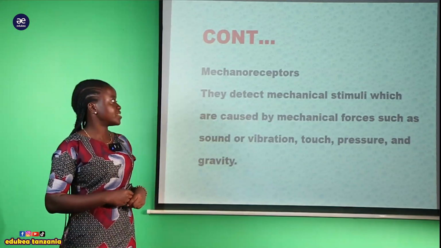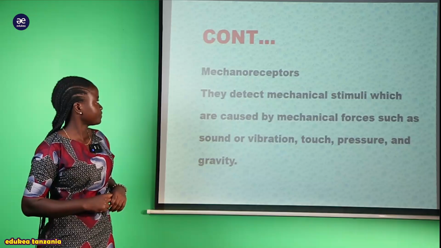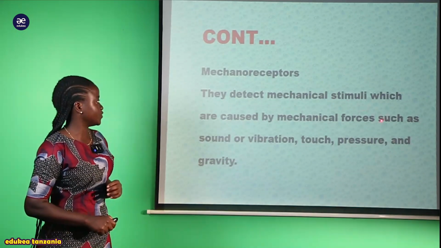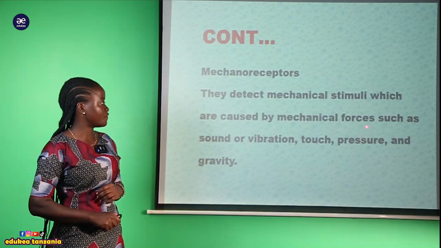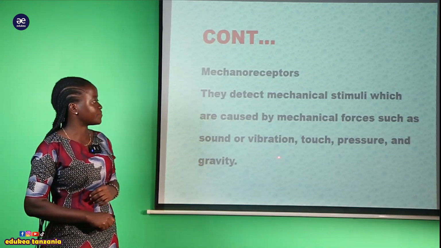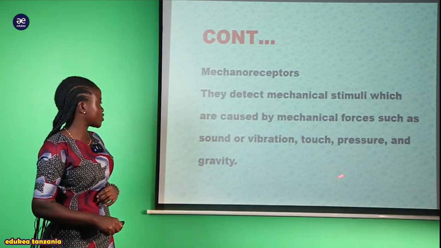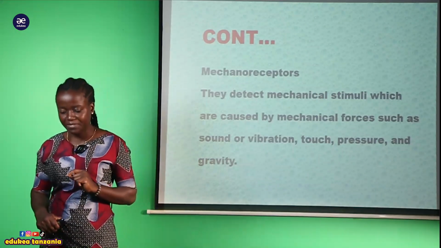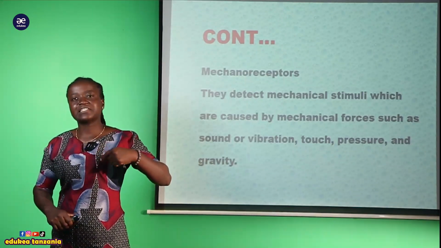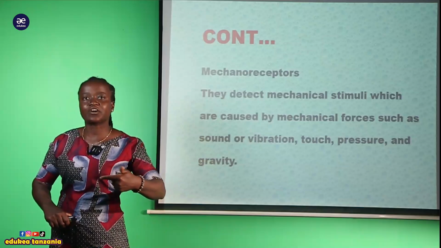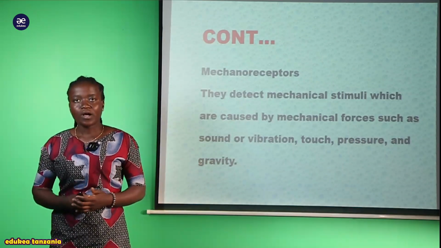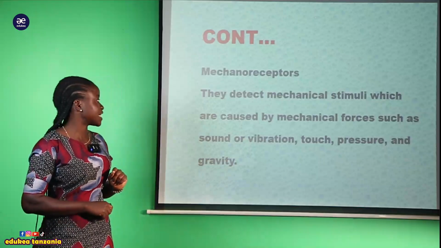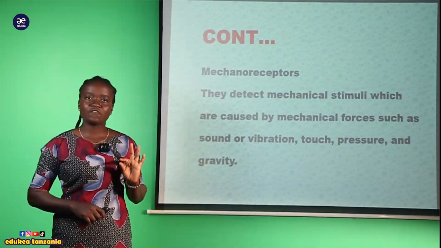Here, my student, we are saying that mechanoreceptors detect mechanical stimuli, which are caused by mechanical forces such as sound or vibration, touch, pressure and gravity. So hii mechanoreceptor tunasema kwamba hii ina detect any kind of mechanical stimuli. What kind of mechanical stimuli are we talking about? Here we are talking about sound or vibration.